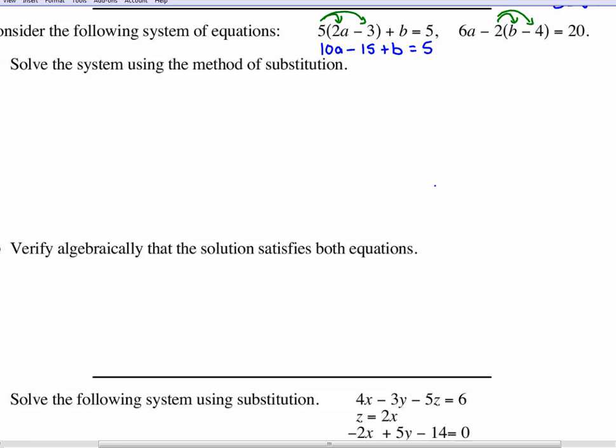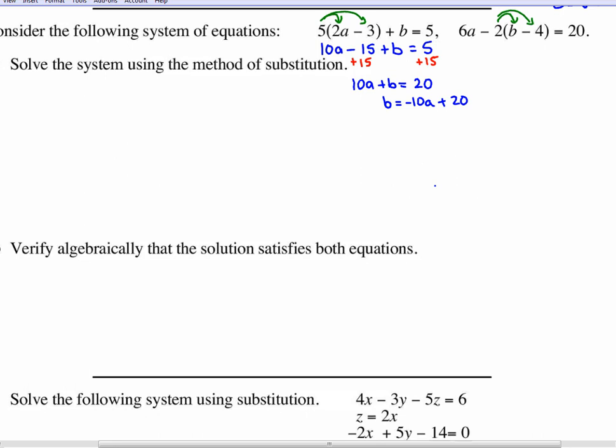Well, we want b by itself. Let's add, because b is positive, so let's keep it positive. And that's who we want by itself. 10a plus b equals 20. Now what? Move minus 10a. Subtract the 10a over. Okay, now here's the thing.